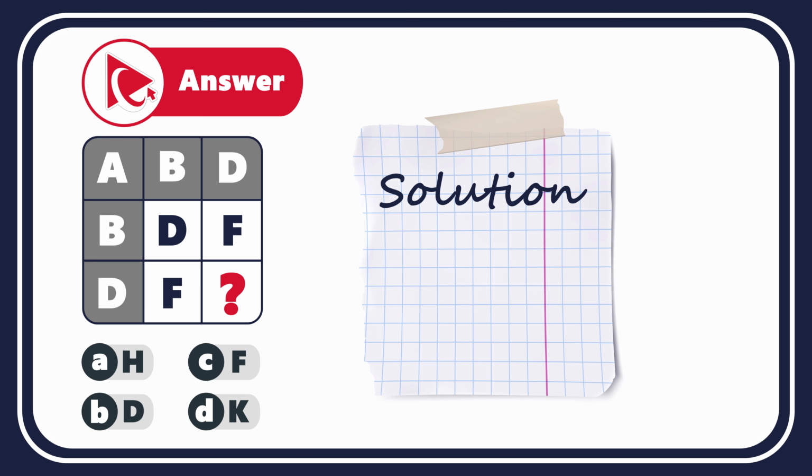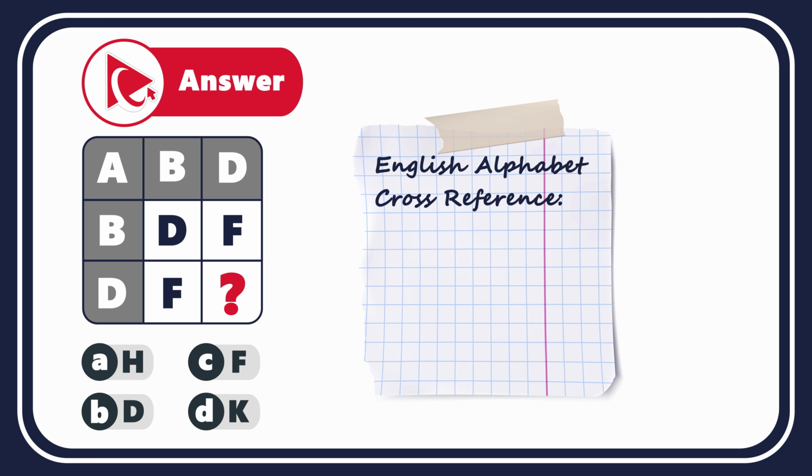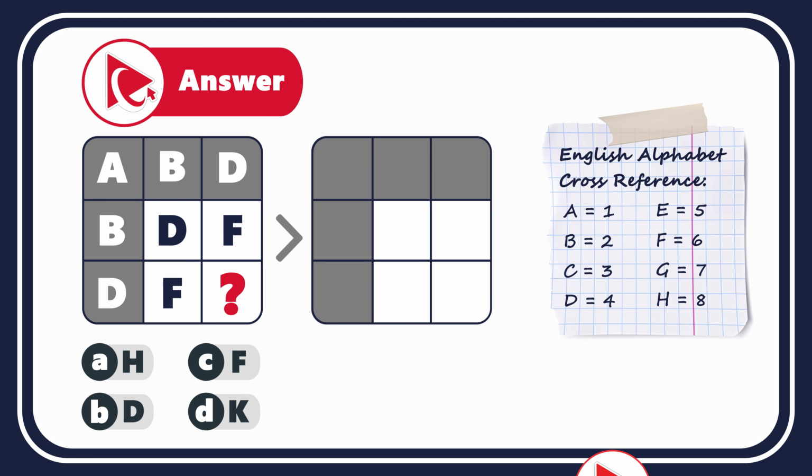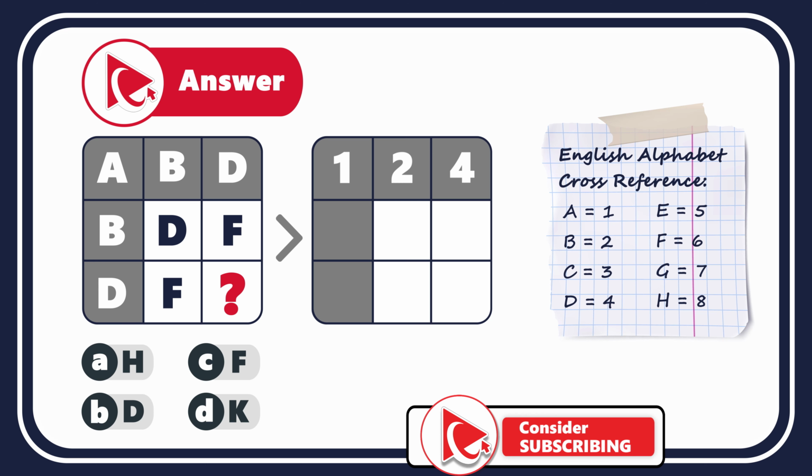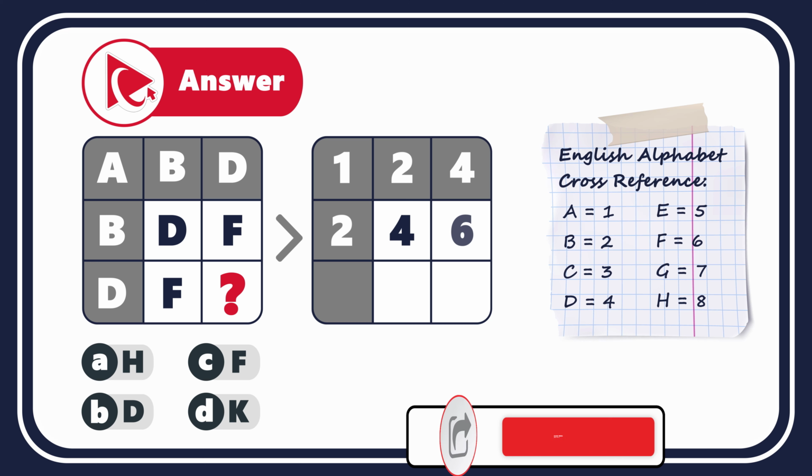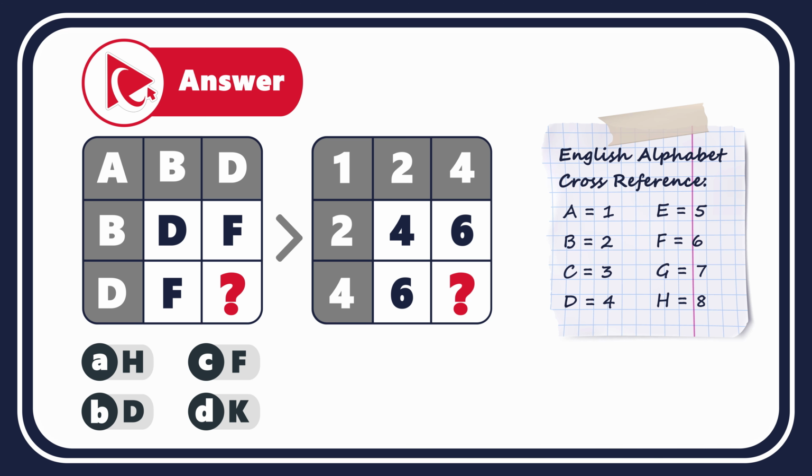To answer this question correctly, let's look at our matrix from a little different dimension. Each letter here corresponds to a specific place in the alphabet, which can be represented by a number. For example, letter A equals 1, letter B 2, C 3, and so on. If we follow this logic, we can replace all letters in all three rows with numbers. So for the first row, the numbers will be 1, 2, and 4. For the second row, the numbers would be 2, 4, and 6. And for the third row, the numbers will be 4 and 6, and then the missing number.